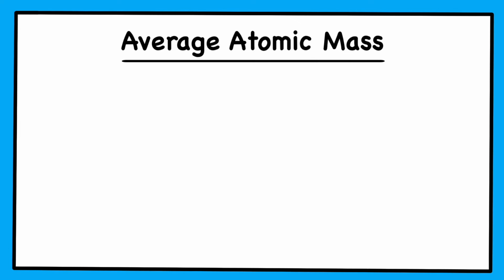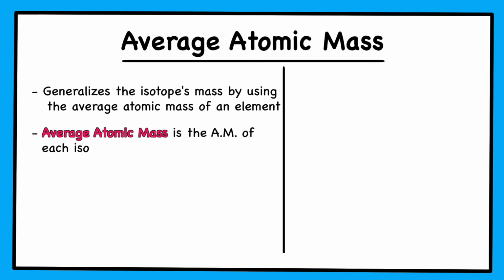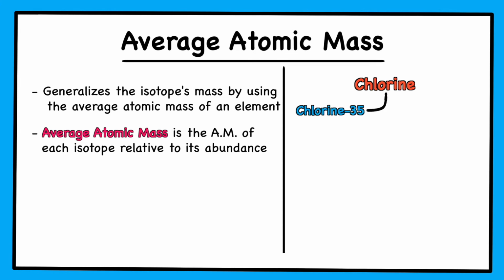Since there are usually many isotopes of a single element, it can be confusing to know what type of isotope a chemist has without extensive experimentation. Because of this, chemists use the average atomic mass to generalize the calculations with these elements. The average atomic mass is the atomic mass of each isotope of a particular element relative to the abundance of that isotope. So if we're going to calculate the average atomic mass for chlorine, which has 2 isotopes, chlorine-35 and chlorine-37, we would take each of the isotopes and multiply them by the percent abundance. Then we would add those two quantities together.